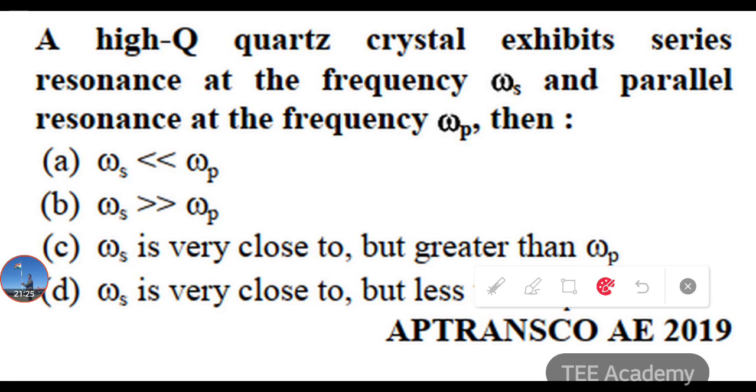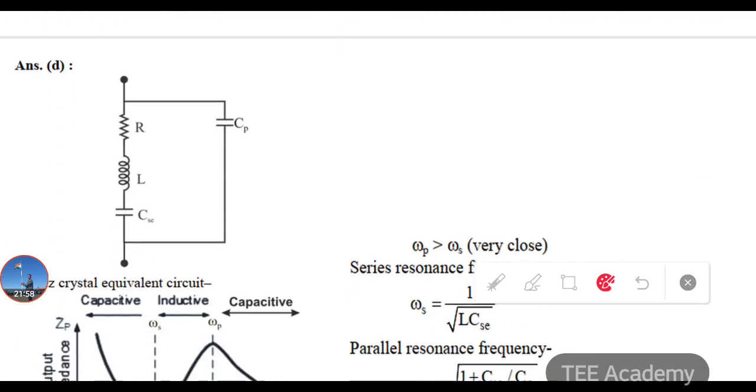Okay, next question here. A high Q, that means high quality factor, high Q quartz crystal exhibits series resonance at a frequency Ws and a parallel resonance at frequency Wp, then the conditions are given here. So this is a previous GATE question, GATE EC branch question here. Let's find the solution for this. So I'll directly show you the options here.